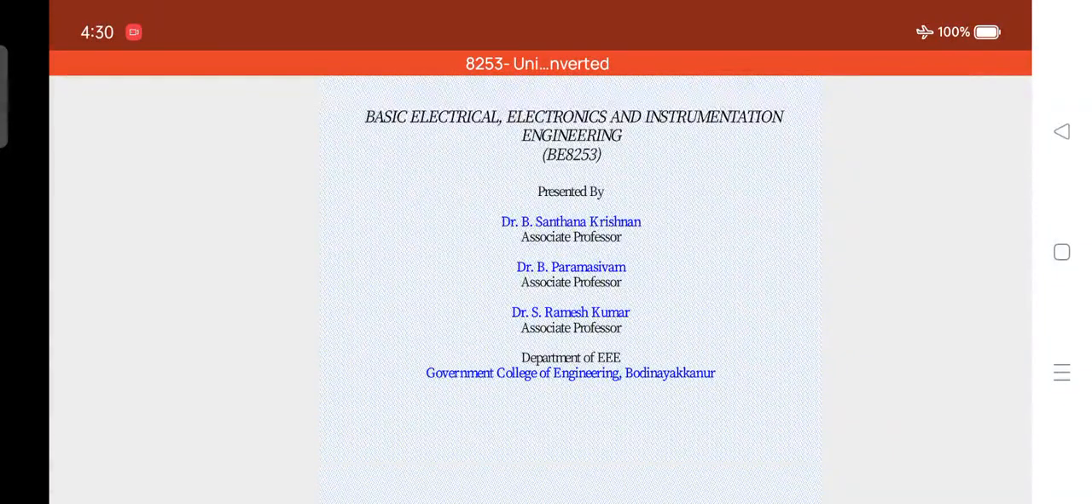Here we are going to talk about Unit 4, Module 1, Electronic Devices and Circuits, in Basic Electrical and Electronics Instrumentation Engineering, presented by Dr. B. Santhana Krishnan in association with Dr. B. Paramasivan and Dr. S. Ramesh Kumar, Department of EEE, Government College of Engineering, Bodinayakanur.